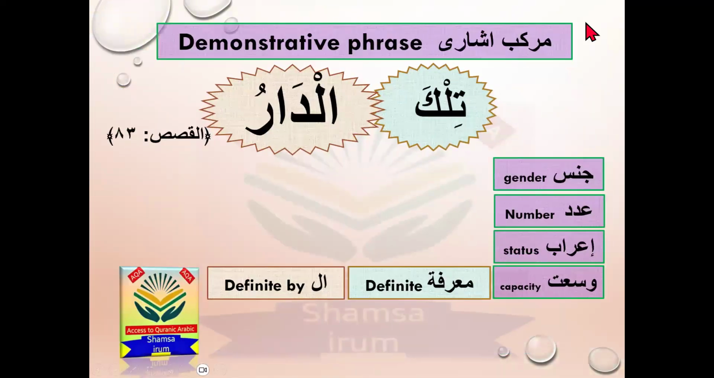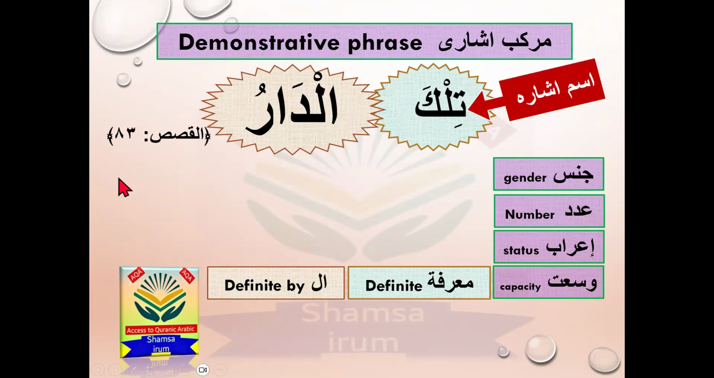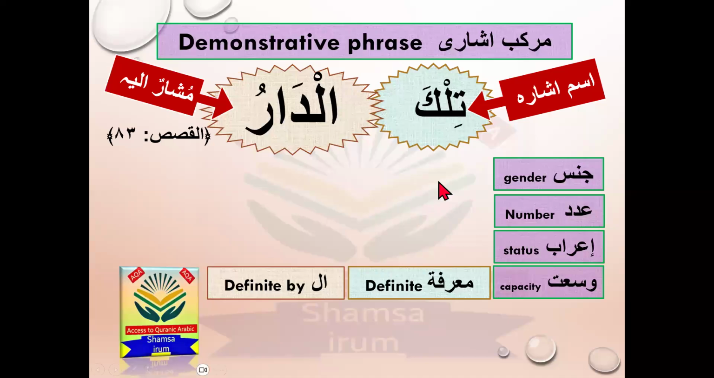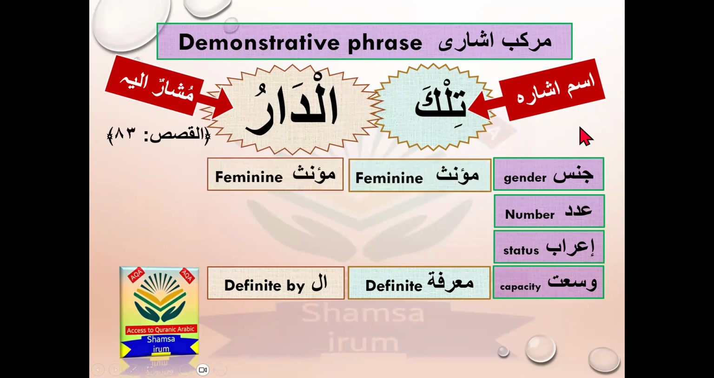Okay, let's do more practice with me. One more practice, and this time you have to do it with me. There are two words, and the first word is a demonstrative pronoun, so you will say it is ism ishara. The next part starts with al. It is definite by al, so you will say it is musharun ilayh. Now let's do it with the qualities. First, we will check the gender. They both are feminine. Tilka is the demonstrative pronoun we use for feminine, and ad-dar is feminine. It is a sama'i mu'annas.